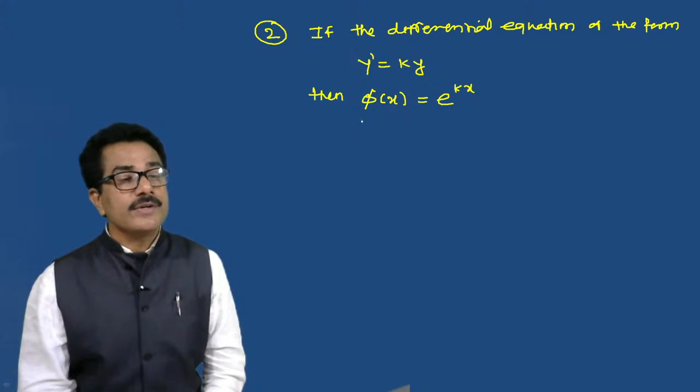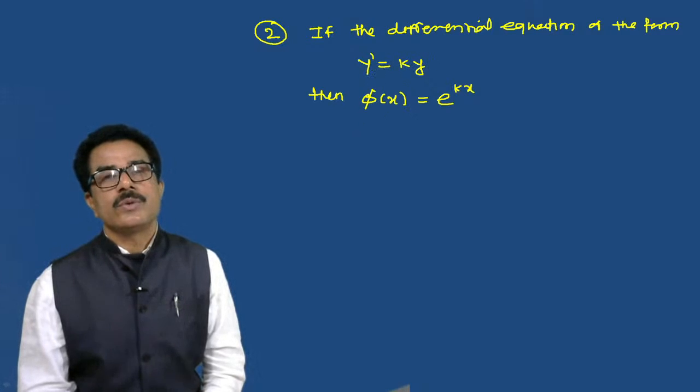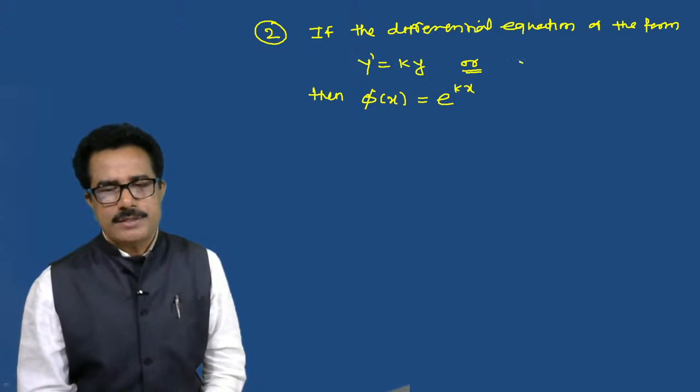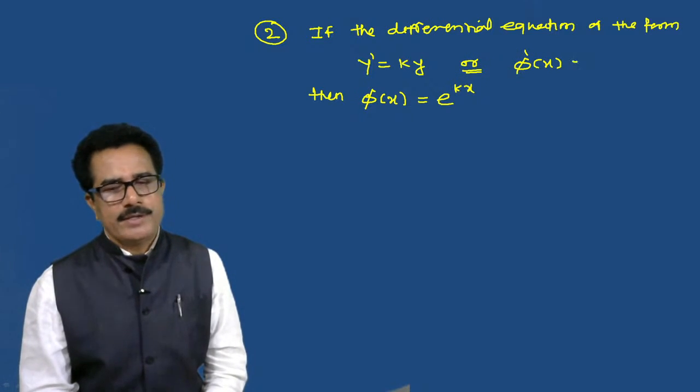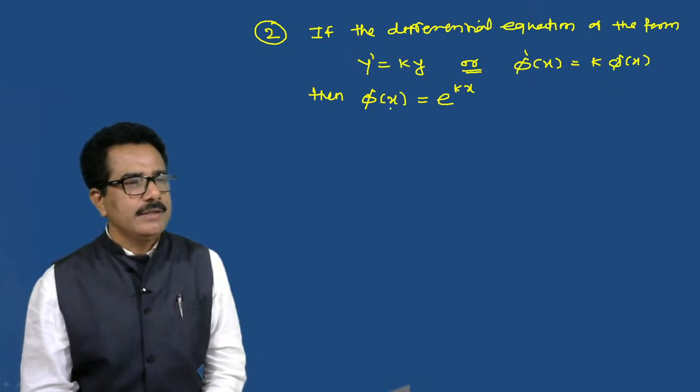So this is a function phi of x, which represents the solution of this differential equation, and that can be written as, or we can write this as phi dash of x is equal to k into phi of x. Then its solution is phi of x.